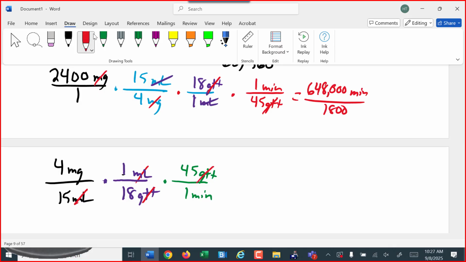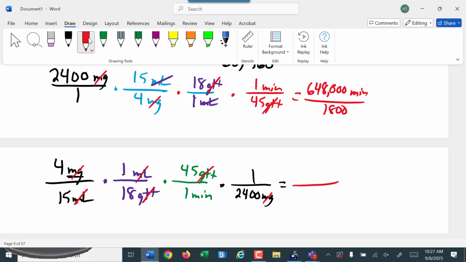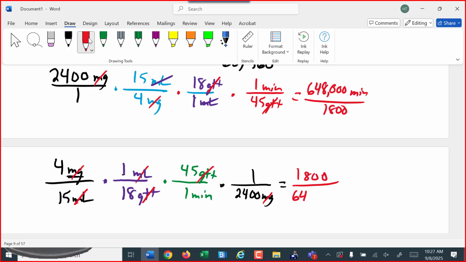And then we have the 2,400 milligram order. Now milligrams are on top, so I have to put that on bottom for the milligrams to cancel out. What we'll end up with here is going to be a little awkward. So you have the 1,800 over 648,000 minutes.